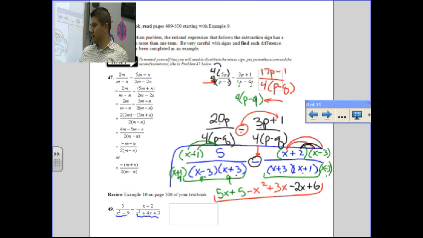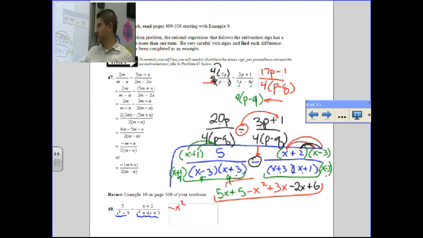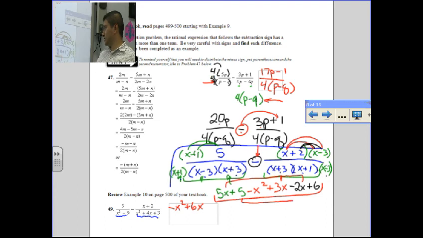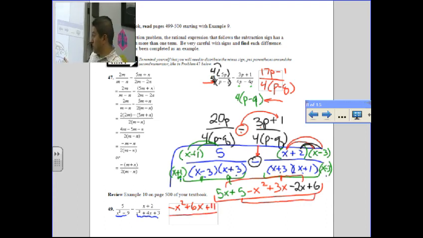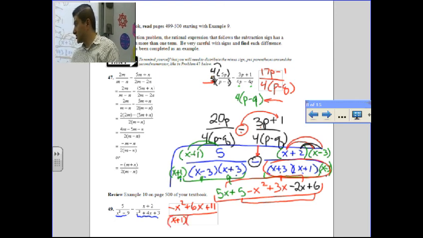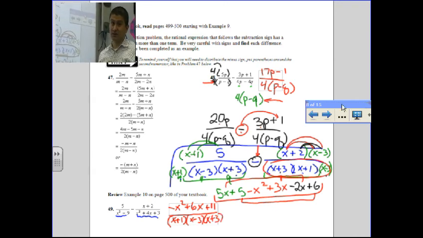Let's put like terms together. What do we have? We have a negative x squared on the top. Let's put it in here because this is going to be our final answer. We have a 5x plus 3x, that's 8x. 8x minus 2x is 6x. And then finally the 5 can combine with the 6 to get 11. And the denominator, it's going to be these 3 things that we made over here. So it's going to have x plus 1, x minus 3, and x plus 3.